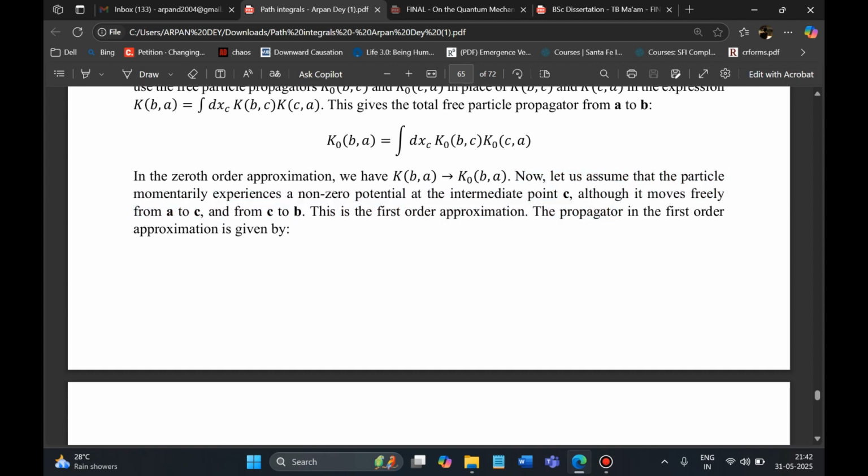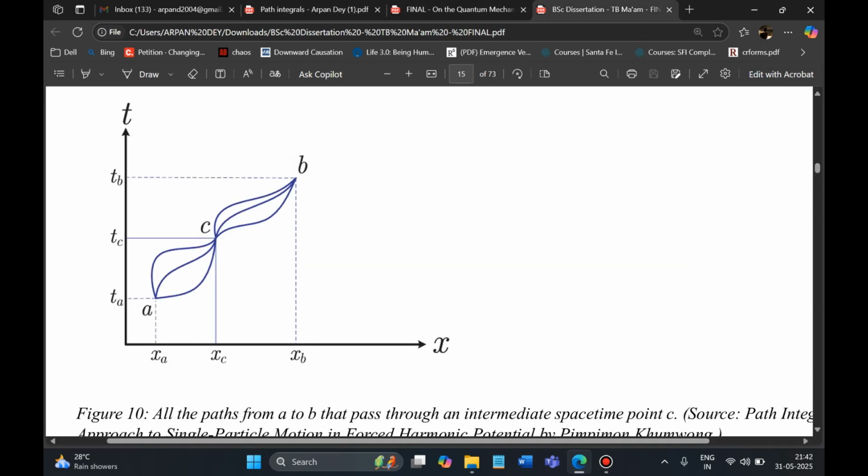Now this is the first order approximation. First order approximation means we will introduce a little bit more complexity, a little bit of perturbation in the system. So now we will assume that the particle momentarily experiences a non-zero potential at the intermediate point C, although it moves freely from A to C and from C to B. This is what I mean. From A to C, the particle moves freely.